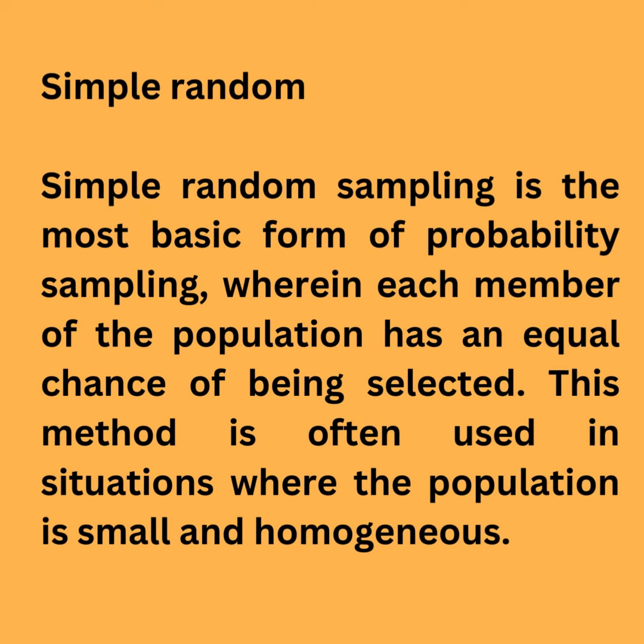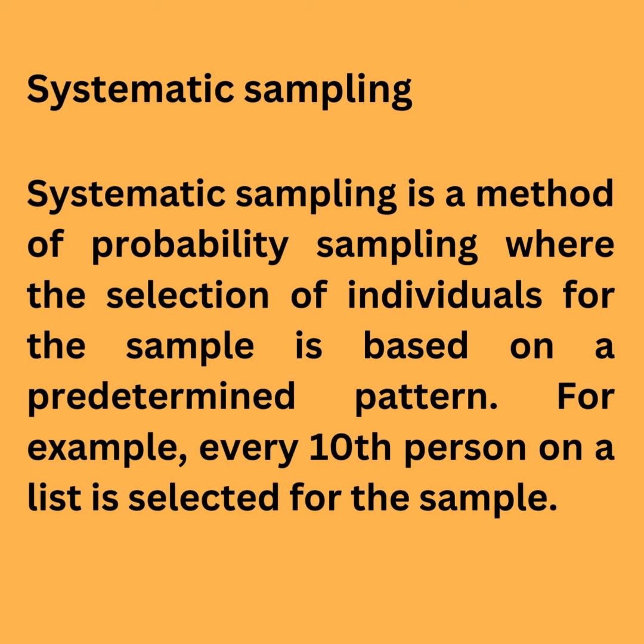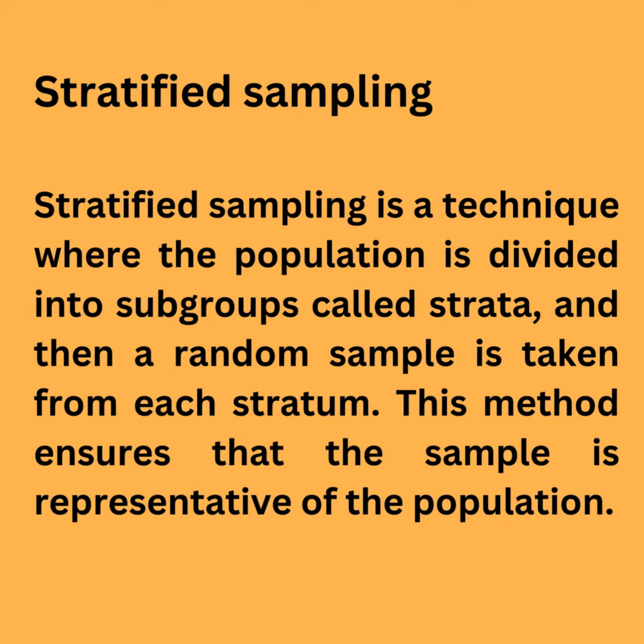Simple random sampling is the most basic form of probability sampling, wherein each member of the population has an equal chance of being selected. This method is often used in situations where the population is small and homogeneous. Systematic sampling is a method of probability sampling where the selection of individuals for the sample is based on a predetermined pattern. For example, every 10th person on a list is selected for the sample. Stratified sampling is a technique where the population is divided into subgroups called strata, and then a random sample is taken from each stratum. This method ensures that the sample is representative of the population.